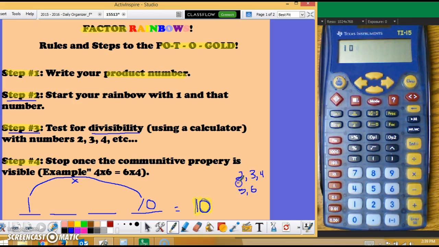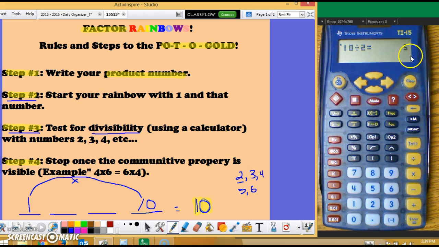I'm first going to test for the divisibility of 2. So I divide this number by 2. And if I get an exact whole number, which is what I have here in 5, then I know that 2 is definitely a factor of 10, because 2 times 5 would get me my pot o' gold number. So I've tested for 2 and I'm good to go.